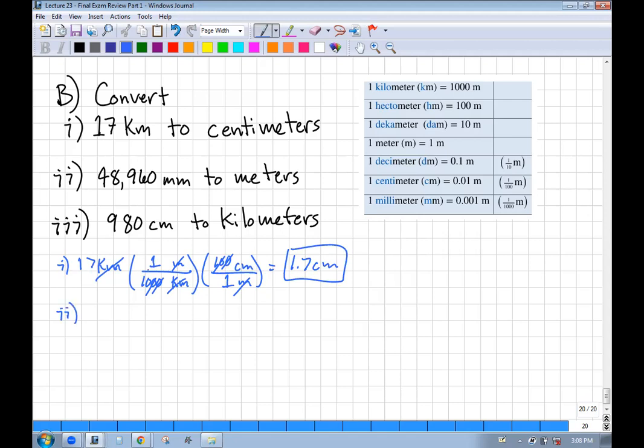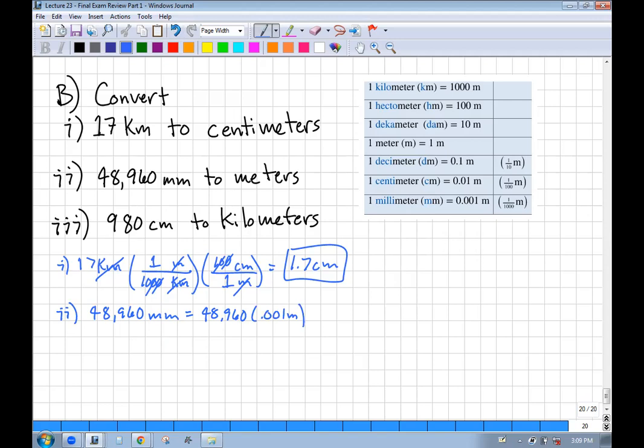There's other ways you could do, like by substitution. Let's look at this one, 48,960 millimeters. And we want to go to meters. Well, this one's easy because this chart tells us exactly how many millimeters are in a meter. So let's do this one by substitution. This is 48,960, and substitution, millimeter. This is 1 millimeter. 1 millimeter is 0.001 meters. So this one I'm doing via substitution.